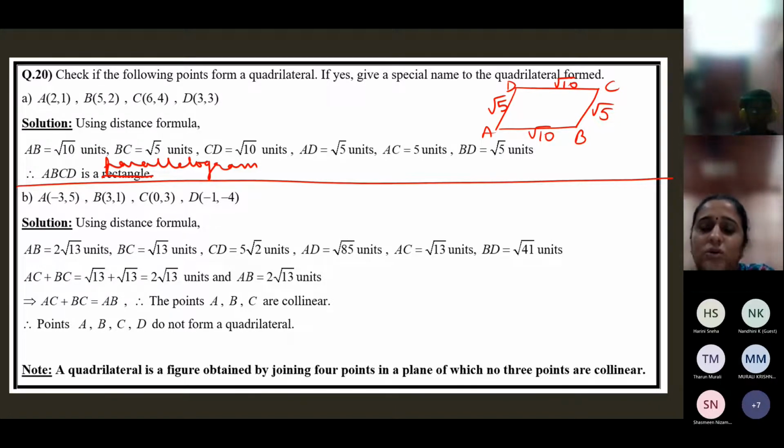So here you can see root 10, opposite sides, root 5. So it's a parallelogram. And the diagonals are unequal. AC is 5 units. Diagonals are unequal. This one is root 5 units.